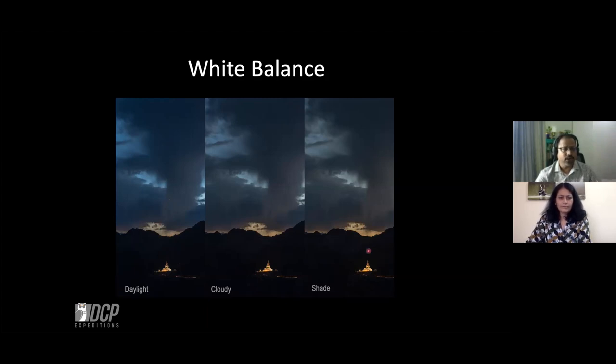Now, if you see the sky, you get some amazing blue colors in the daylight settings. But what happened to my oranges? They've gone for a toss. The orange doesn't look like orange. But when I actually shoot on shade, look at this orange. This orange looks exactly like what I was seeing when I was looking at that particular scape during that time. But what happened to my blues? They're gone for a toss.